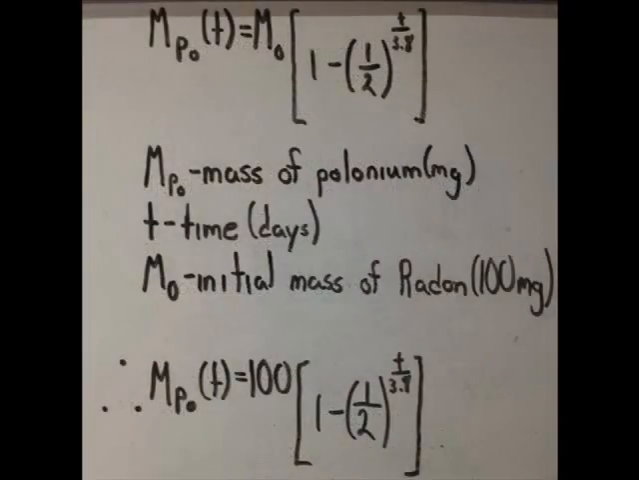Let's start by gathering the data provided in the question. We know the original function for the decay of radon and production of polonium. M_Po is the mass of polonium, t is time in days, and M_0 is the initial mass of radon, which is provided and is 100 milligrams. So we plug in the 100 milligrams as M_0 into our equation and receive our final decay equation.